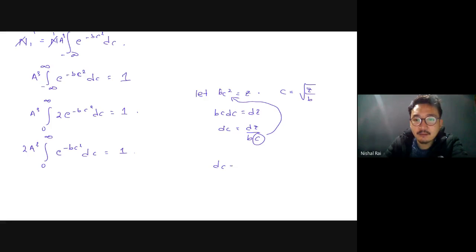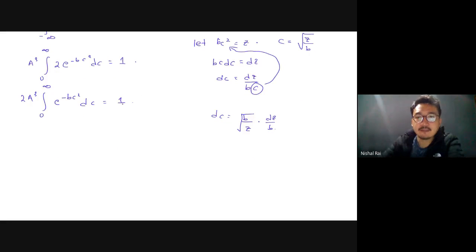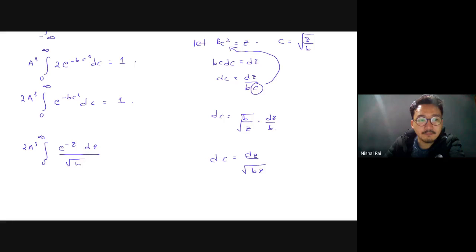So dc will be how much? How much do you get? b will go over here, z will sit over here, the root is sitting over here. Or you can write this in this manner: dc is equal to 1 by root of bz dz. Now you substitute this over here. Twice a cube integration from 0 to infinity e to the power negative z, dc will be dz by root of bz.